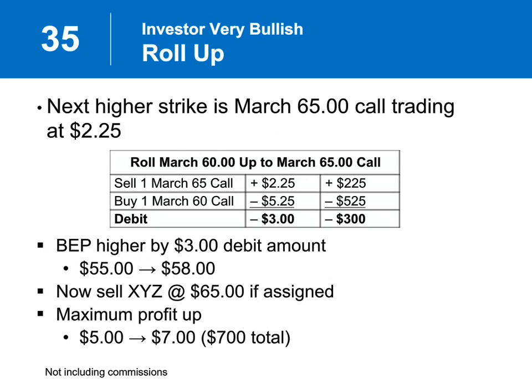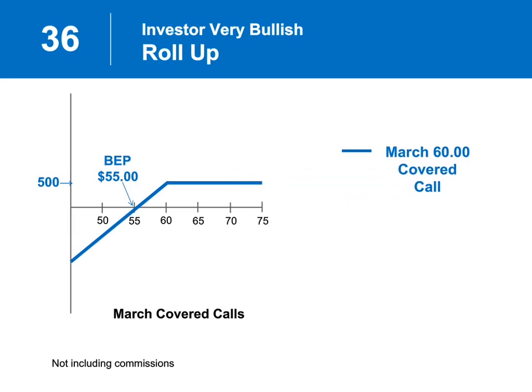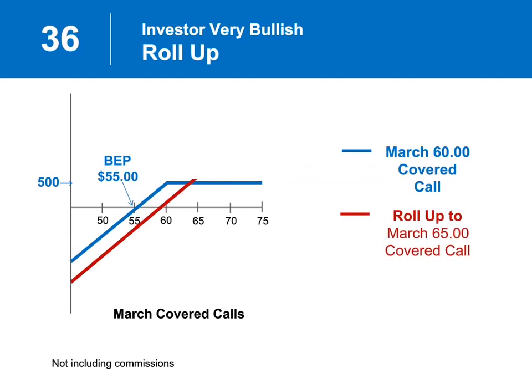The maximum profit potential goes up as well. By $2 from 5 to 7. And let's take a look at that. So there's the March, the original position with our potential $500 profit potential. And then the March 65 calls, we got that new break even at $58 with an additional couple $100 of profit potential when we roll up in that particular call spread.